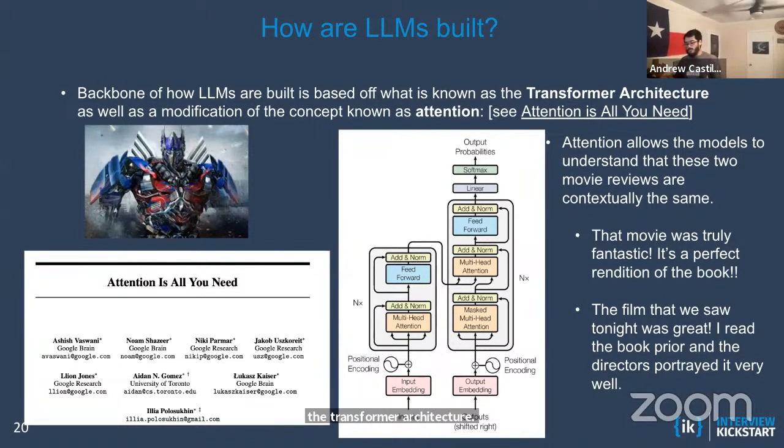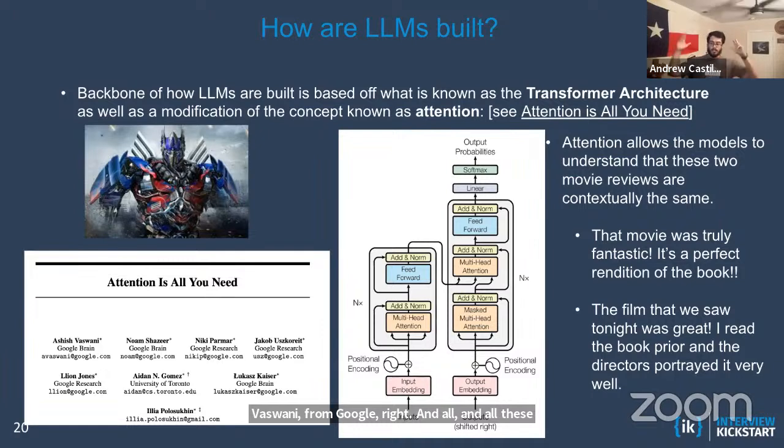As well as a modification of what's essentially known as attention. So back in 2017, Vaswani from Google Brain and all these other authors developed what they call the transformer architecture. And the architecture is right here. And honestly, y'all, it's not that crazy. It's actually very simple. You have the encoder block here and the decoder block here. And they had this idea of attention.